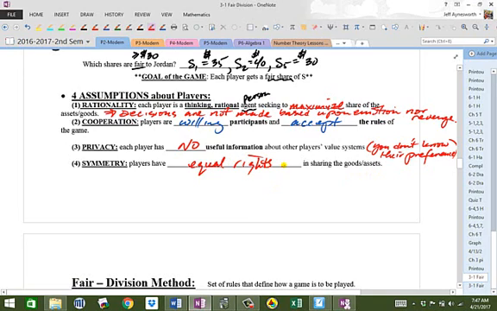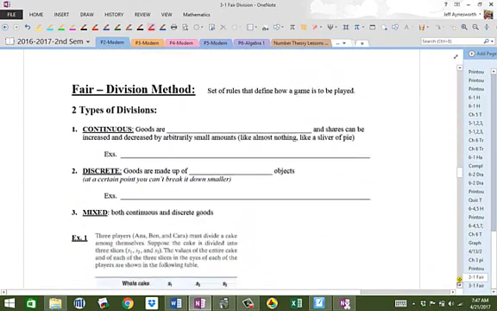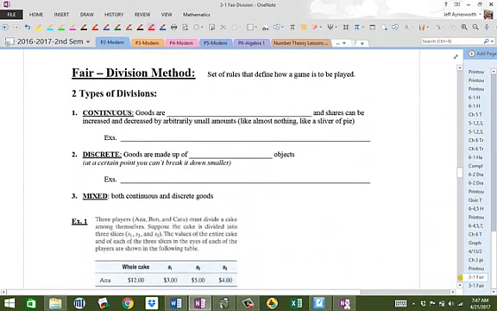Having said that, let's talk about some other aspects, or the different types actually, of a division game. Now, there are two types of goods in any division game. There's what is called continuous and what's called discrete. They're different. Goods can be classified in either way.